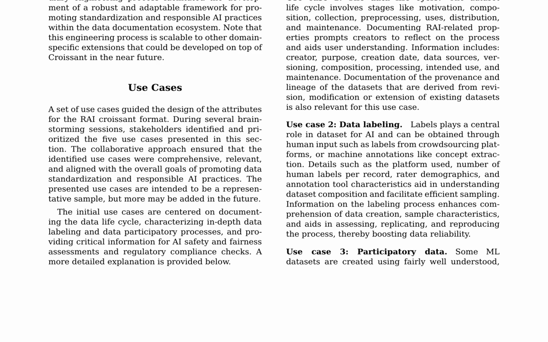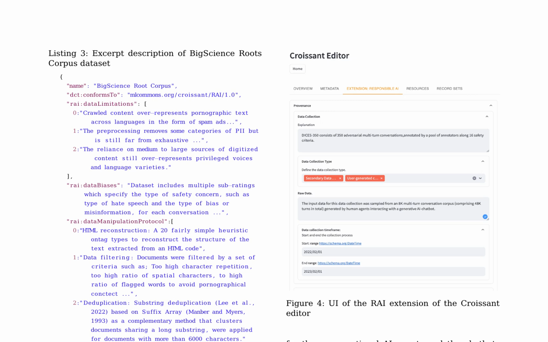The vocabulary includes attributes for 5 use cases: data lifecycle, data labeling, participatory data, AI safety and fairness evaluation, and regulatory compliance. It is structured to be scalable to other domain-specific extensions in the future and incorporates both core Croissant and schema.org properties, as well as new properties defined specifically for the RAI extension.